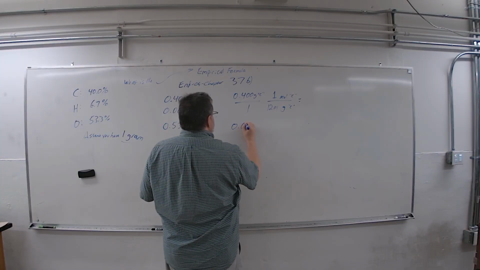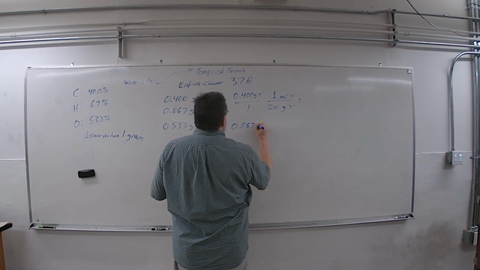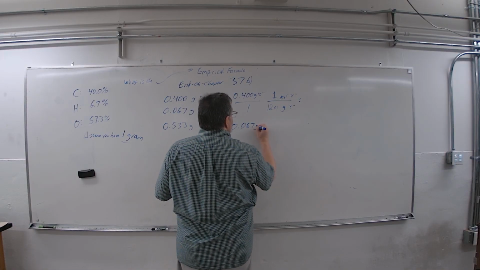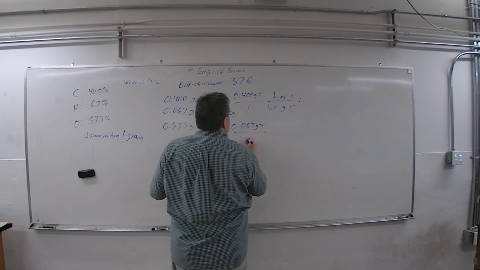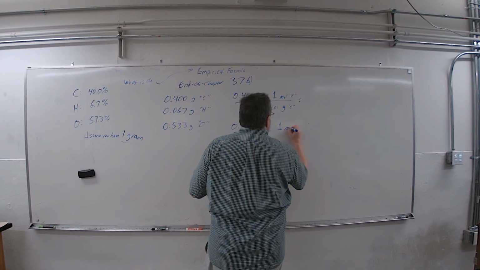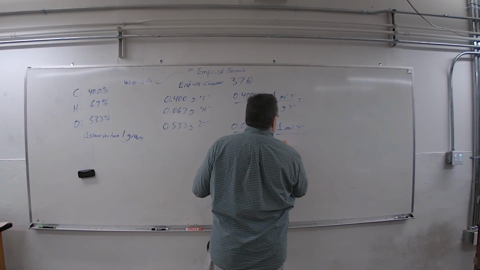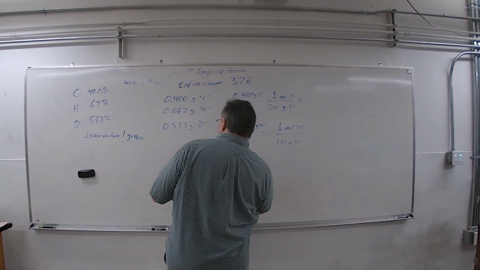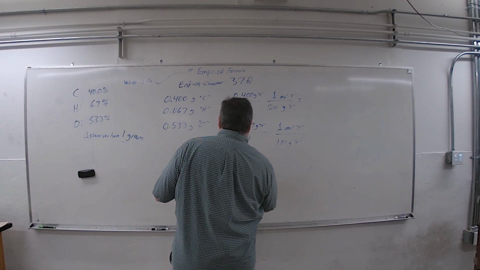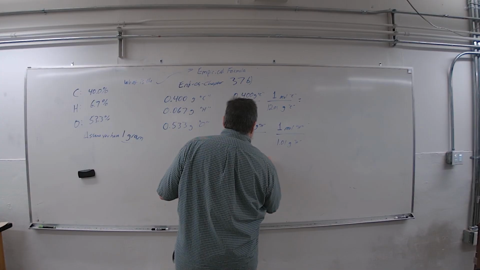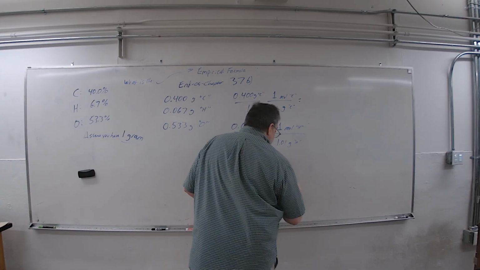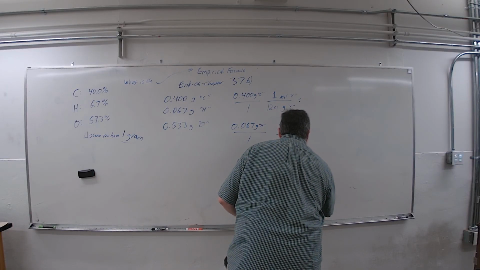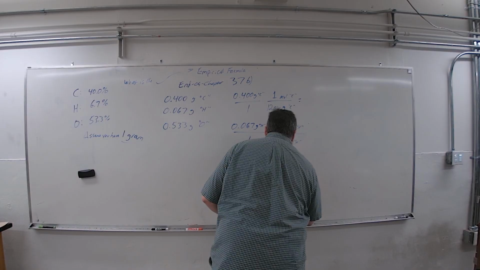If I have 0.067, I guess that's all we have for significant figures there. Grams of hydrogen. 1 mole of hydrogen is 1.01 grams. Hydrogen. 0.533 grams of oxygen. Grams of oxygen. Moles of oxygen. 1 mole of oxygen is 16.